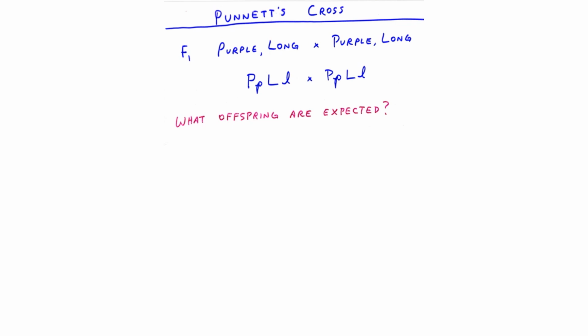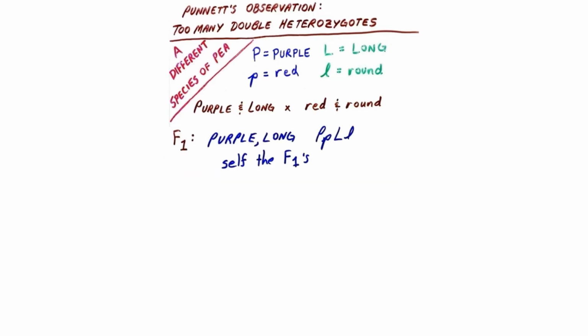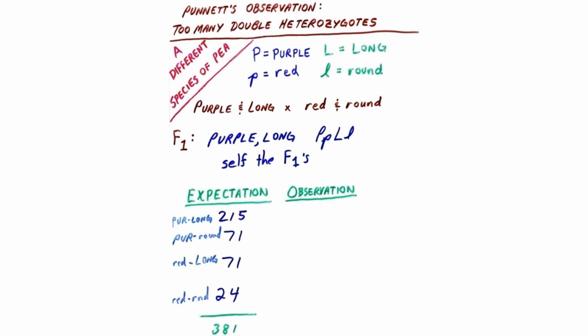They were big P, little p, big L, little l. When he crossed those, we'd expect the same thing that Mendel had. We'd expect the purple and long to be 9, purple and round to be 3, red and long to be 3, and red and round to be 1. He looked at 381 plants in one of his experiments that he reported on. So I've just set it out a different way here. He had red and round, purple and long, and when he crossed those, the dominant won out for both of them, so they were all purple and long, but he crossed the F1s, the doubly heterozygous individuals, and you would expect 9:3:3:1.